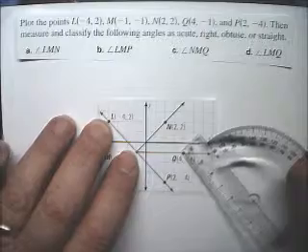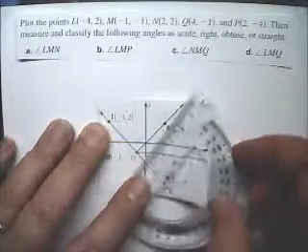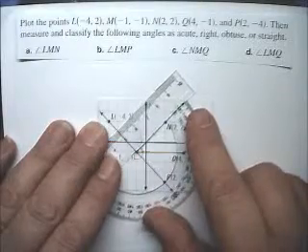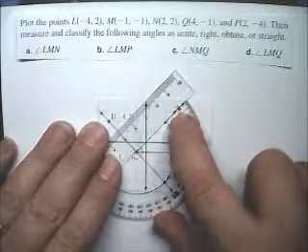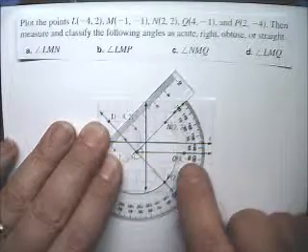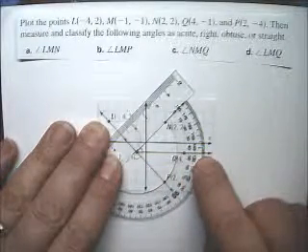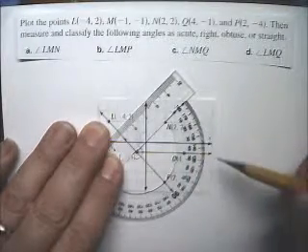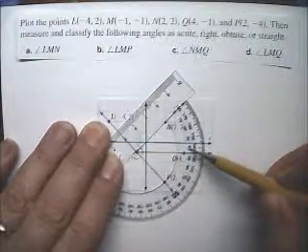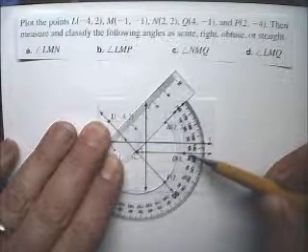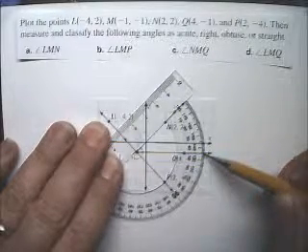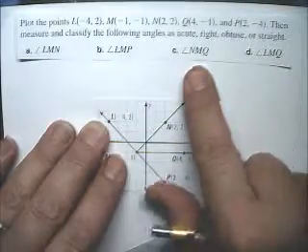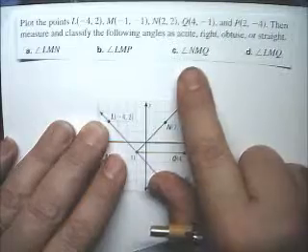Measure of angle NMQ. NMQ is right here. It's an acute angle. I'll get the vertex on that little plus. I'll get this right on the 0. And then the Q is right there. That is between the 40 and the 50. That's 45. Now it's an acute angle, so I use the 40 and the 50 to get it right between, and that makes it a 45, not the bigger numbers. So that was an acute angle, and it's 45.